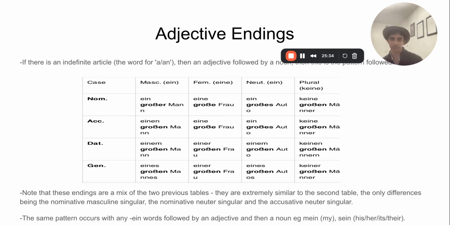Again, try not to be too intimidated by it, and try and remember this third table as a mix of the two tables before it. And therefore, there's actually technically nothing new. Every single one of these adjective endings you've already come across before in the two tables earlier, and in exactly the same places as before as well, in one of those two tables.